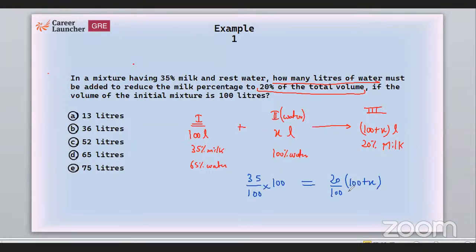Understand, GRE is not about how good you are in maths. It's about how good you are in the reasoning part, how good you are in reading and decoding the question. So cancel this out. It's 3500 equals 2000 plus 20x. So 20x will be 1500, everyone. So x is going to be 75 liters. Is this making sense, everyone?